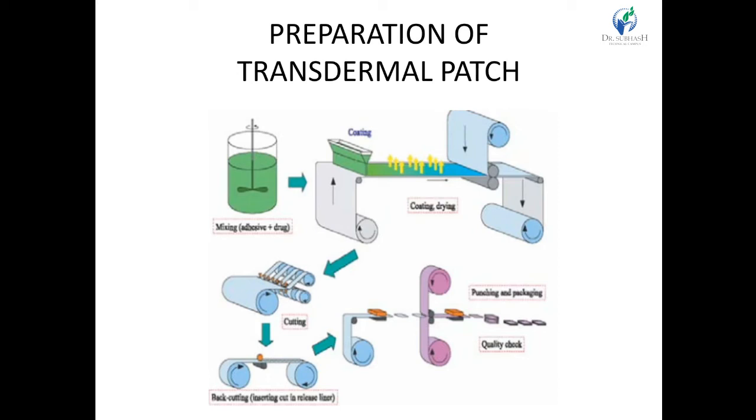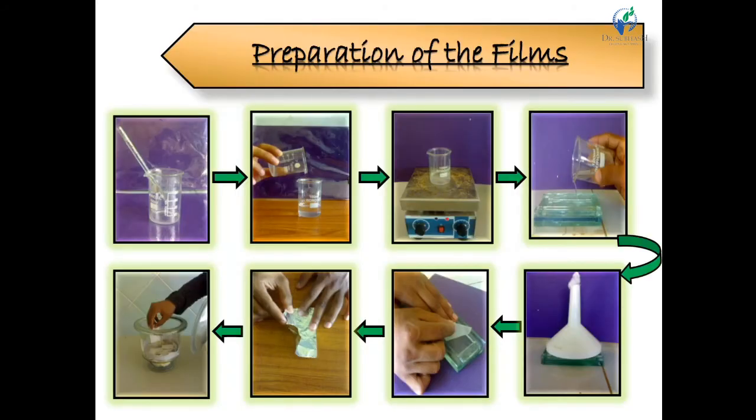So then go for the lamination, laminate the backing layer, then cutting the parts. Then we have to attach the release liner, then punching, and then go for the packaging. Like that, the process sequence for the preparation of transdermal patch is there.